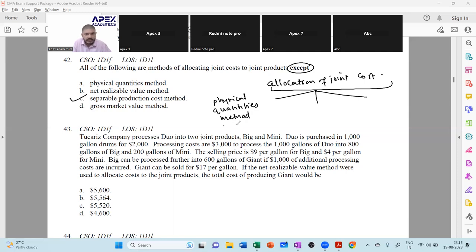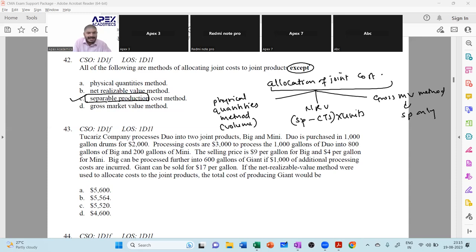This will take into consideration volume. Next, NRV method. This will take into consideration selling price minus cost to sell multiplied by units. Next, gross market value method, which will take into consideration selling price only. But my dear friends, separable production method, as the name suggests, it is for costs incurred after separation point.